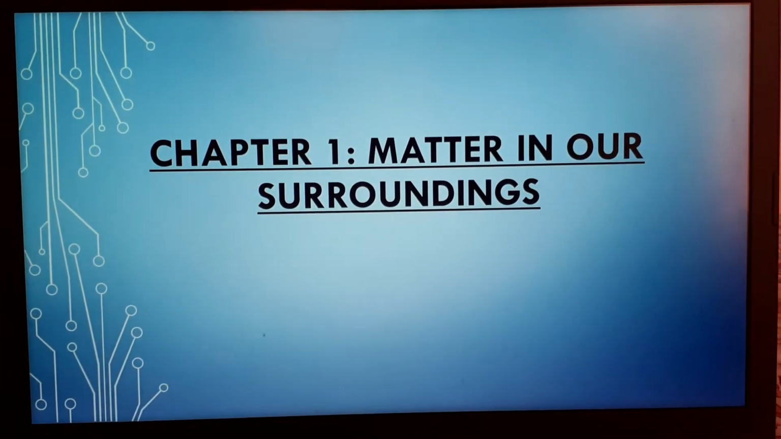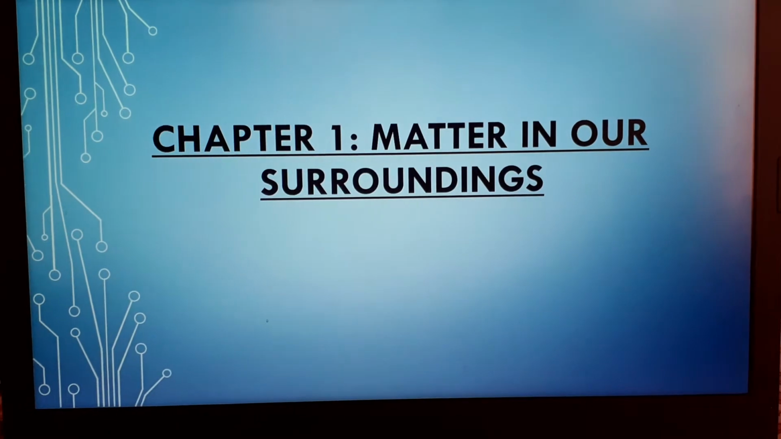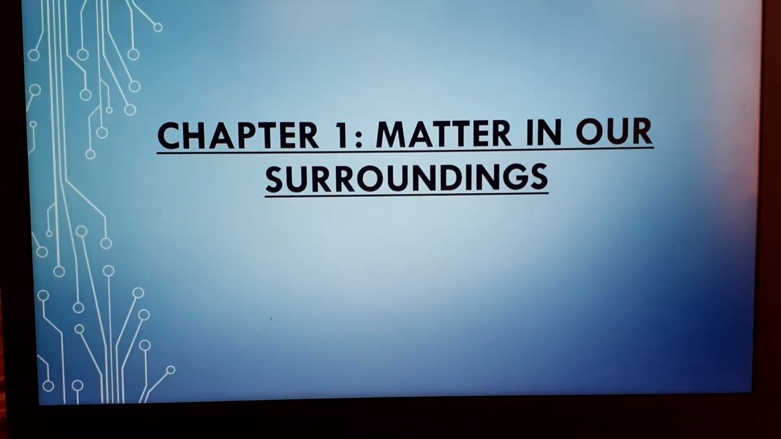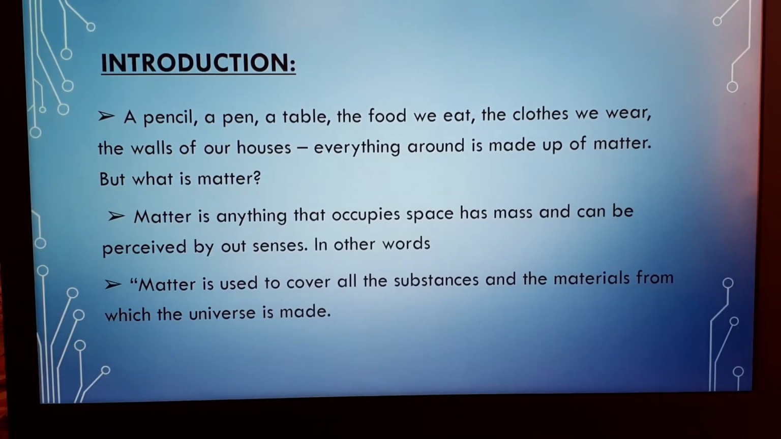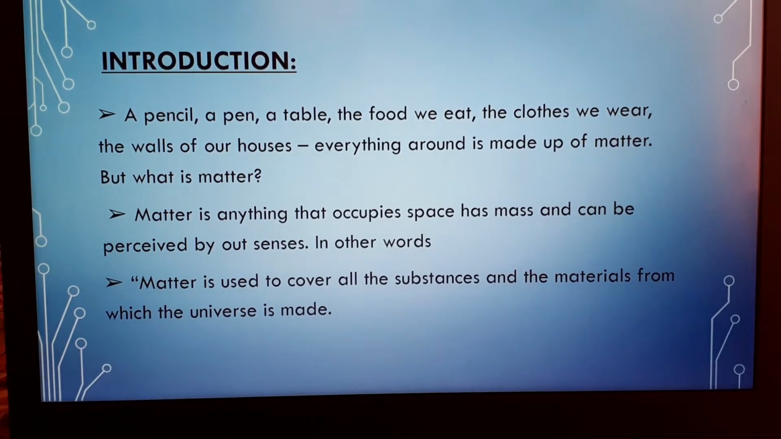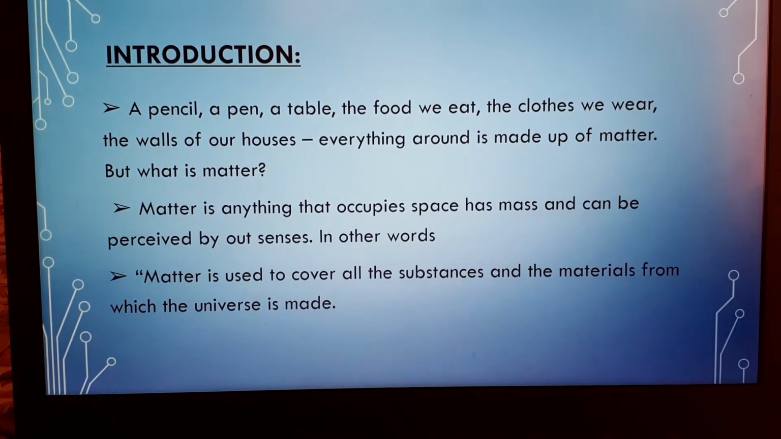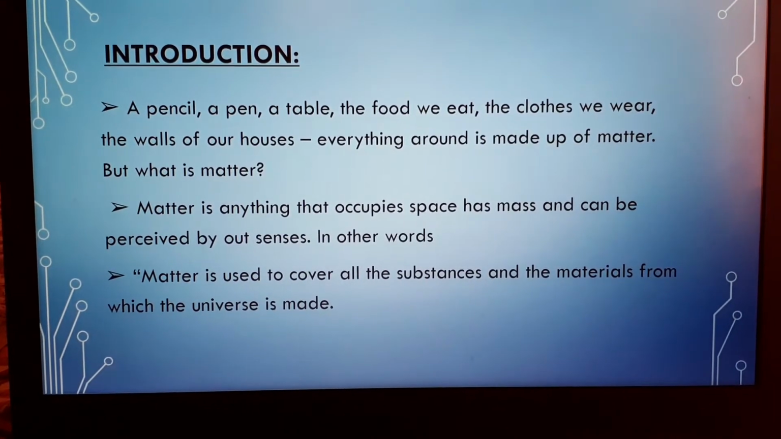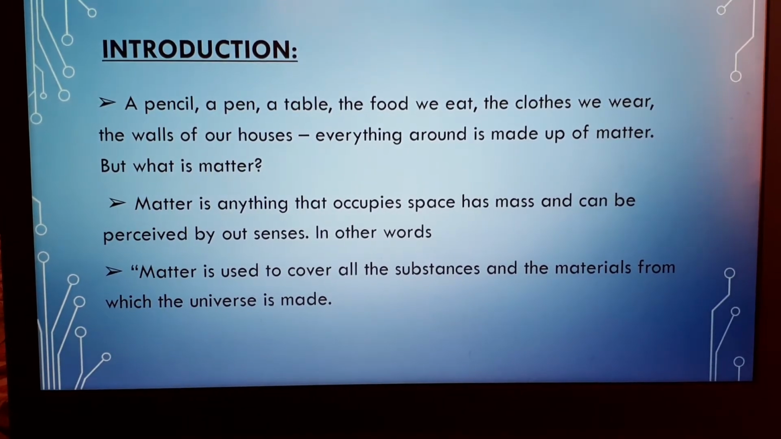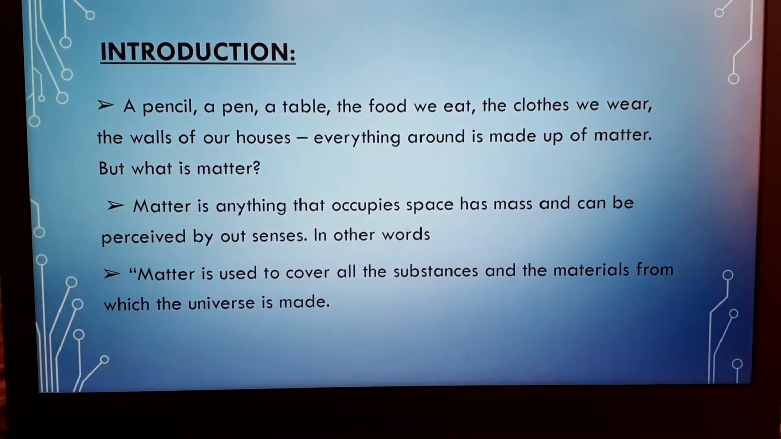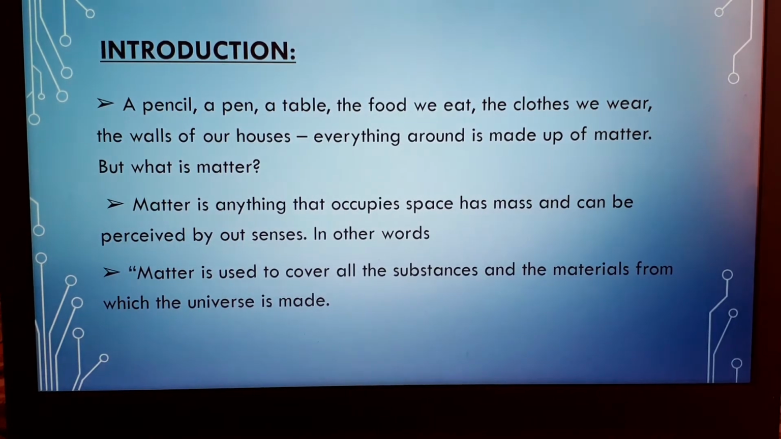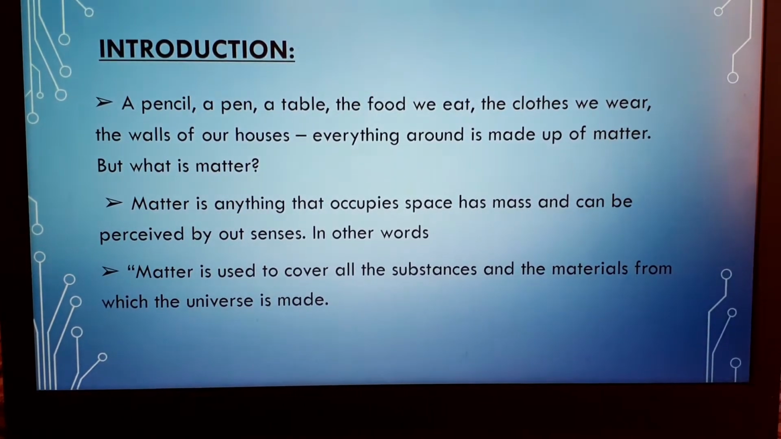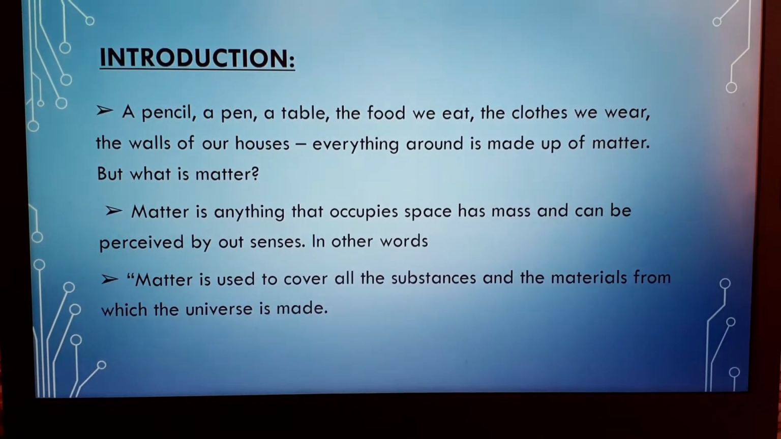Good morning, students. Today I am going to teach the lesson Matter in Our Surroundings. Introduction. See here a pencil, a pen, a table, the food we eat, the clothes we wear, the walls of our houses. Everything is made up of matter. But I am asking you all, what is it to be matter?